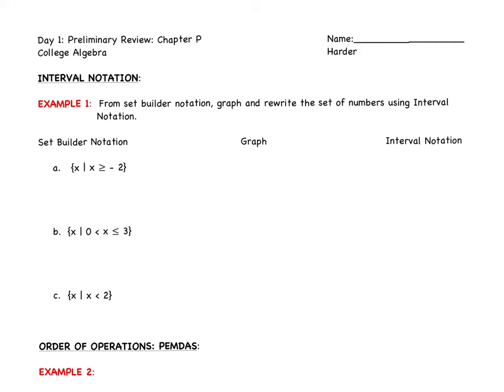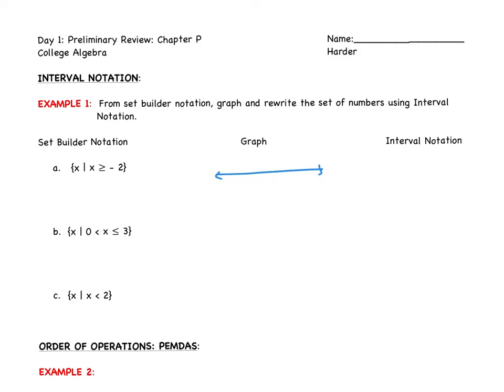First thing that we're going to talk about is interval notation. So example 1, it says, from set builder notation, graph and rewrite the set of numbers using interval notation. So we have 3 examples that are in set builder notation. You need to be able to read these and graph them. You also need to be able to convert to interval notation. So, example A. When I say graph, I mean on a number line.